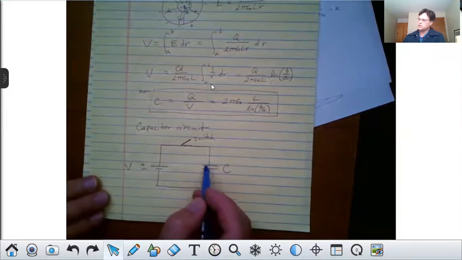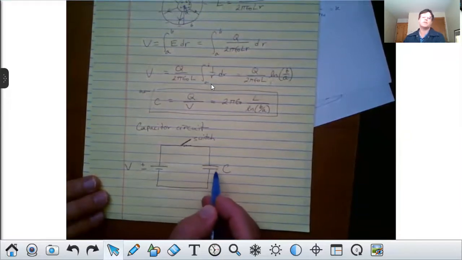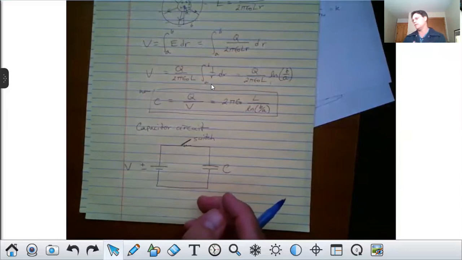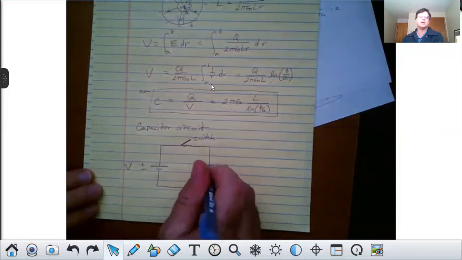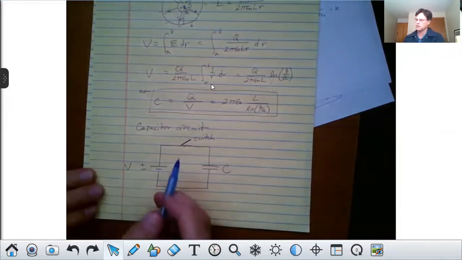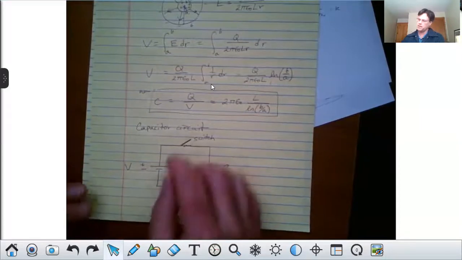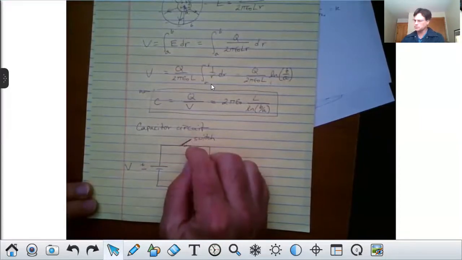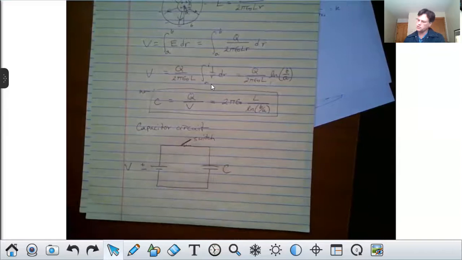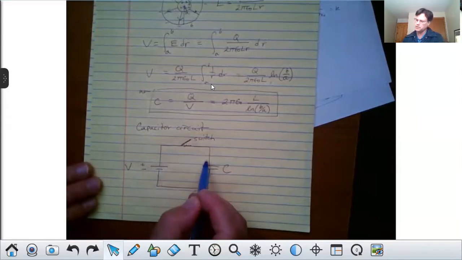Now, even if it was a cylindrical capacitor, I would use this symbol for it, just 2 parallel plates. So it doesn't always have to be a parallel plate capacitor. It can be whatever capacitor I connect with those wires. Now, how do I charge up the capacitor? Well, I might have a switch, and when I shut it, I connect the circuit and charge starts to flow through the wires. And I get what's called a current.